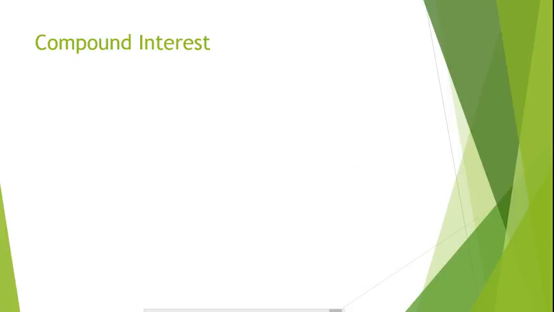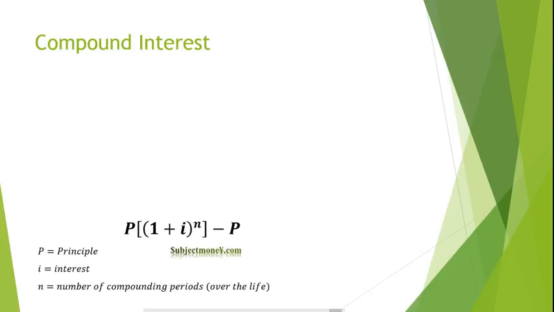Suppose you invested $1,000 in an investment that earned compound interest at a rate of 10%. How much interest would you earn if you held this investment for 5 years? Let's plug in our figures into the compound interest formula to find out.